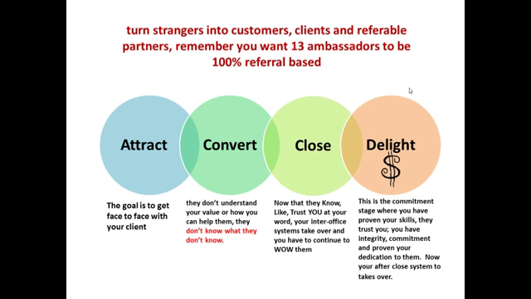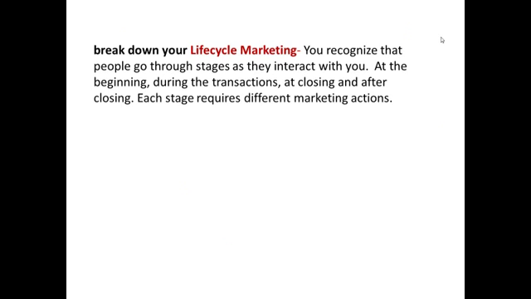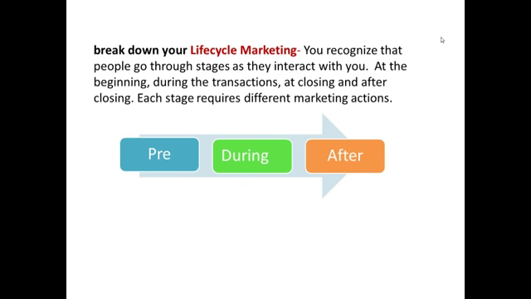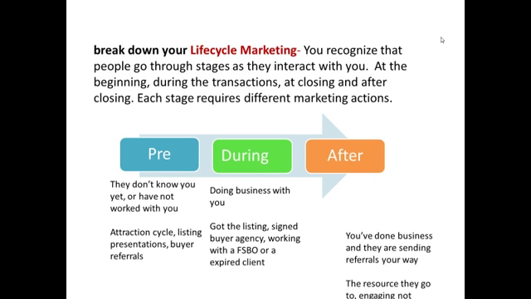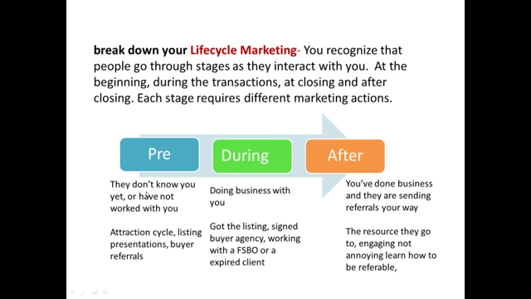Yeah, exactly. That's what I wanted to stop on. Now what I usually do is break down the system of the marketing that we're doing, and I call it life cycle, because you interact with people at different stages, and each stage requires a different type of marketing. So in the very beginning, the attraction phase, that's where you're going to be using your listing presentations and your drip campaigns that I'm going to show you today.